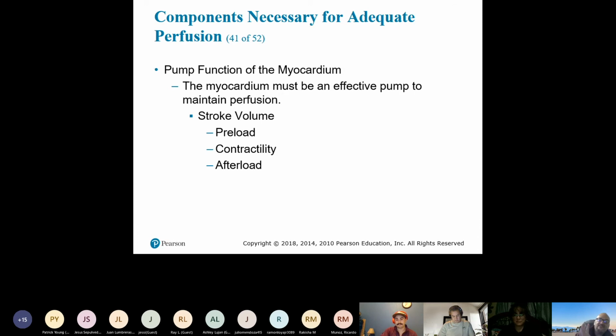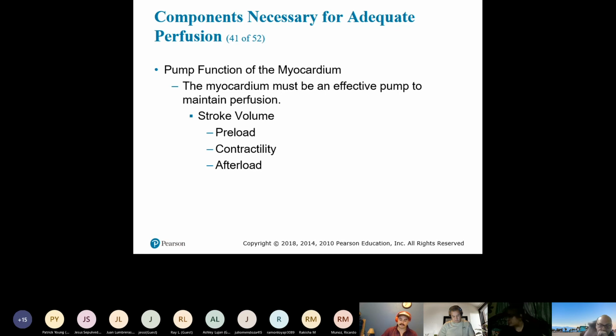So the afterload is how much pressure the heart has to work against. Because there's already that pressure, remember? We talked about it on Monday. There's already pressure being put on those walls. Remember the osmotic and hydrostatic pressure? So how much force does the left ventricle have to use to be able to get that blood through that narrowed blood vessel?